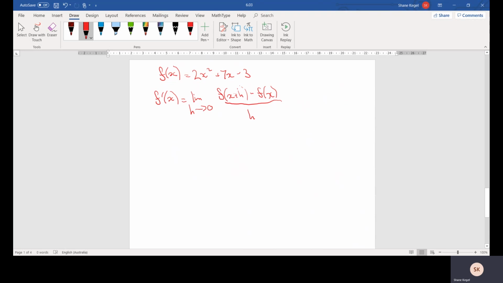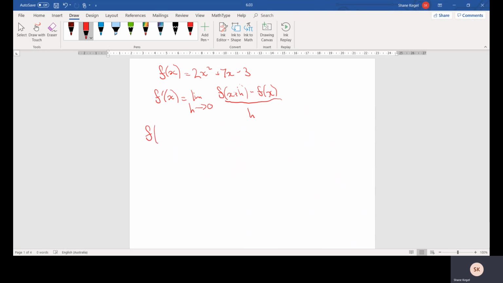So again, I've got to find two things. I've got to find f of x plus h and f of x. So I'm given f of x already, so I'm not going to repeat that. But let's find f of x plus h, which is going to be quite long for me, so I'll have to probably do it down here. So f of x plus h. I'm subbing x plus h into everywhere x is in my function. So equals 2 bracket x plus h squared plus 7 bracket x plus h take 3.